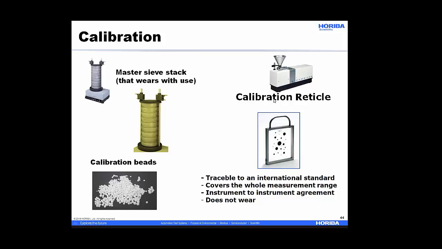With an optical technique, we can use a calibration reticle. Here's a photograph of the one in the CamSizer, and it just has pictures of particles. They're round particles, and there are some technical reasons why that makes for better calibration. They're traceable to international standard, cover the entire measurement range, give you good instrument-to-instrument agreement, and do not wear, because this only interacts with light.